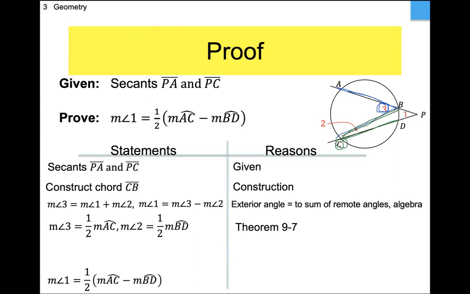Okay, so now what? The substitution, same thing as last time, but I'm going to substitute in the one that I just made in red right there. Why? Because look at where we're going at the end of the proof. We're trying to say the measure of angle 1, something about it. So substitute for angle 3 and angle 2, the line below it.